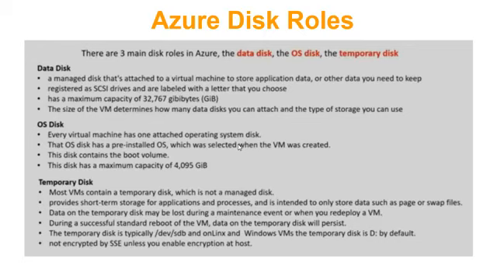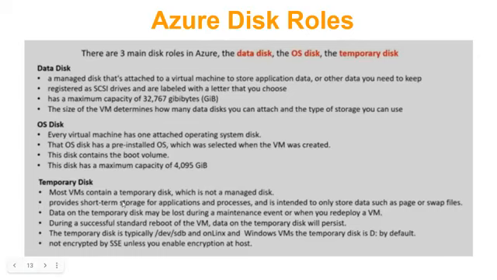So whenever we select Windows Server 2019, we have many generations of it. Whenever you select that OS, the OS will be pre-installed in your OS disk, and the OS disk will be attached to the virtual machine. It contains the boot volume, and the maximum capacity of the OS disk is 4095 GB.